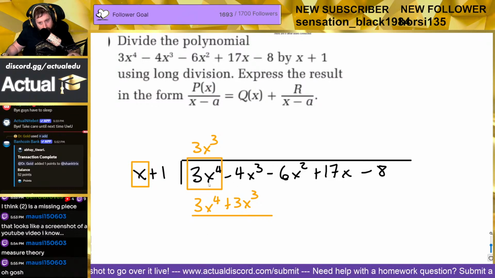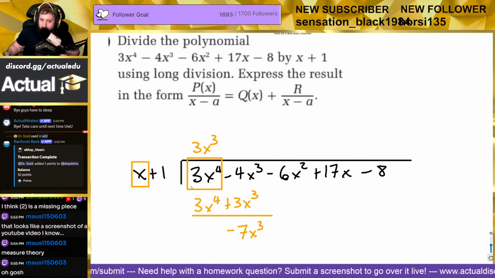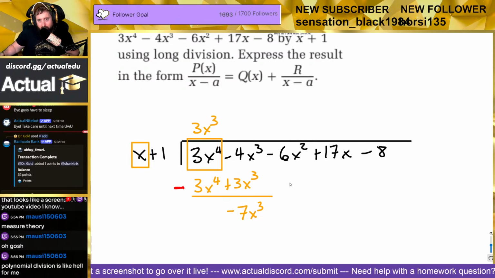Subtract. These go away, and you're given negative 7x to the 3rd. Key thing, don't add these. It's always minus. So make sure this is always minus this minus this. So minus 4 minus 3 is minus 7.